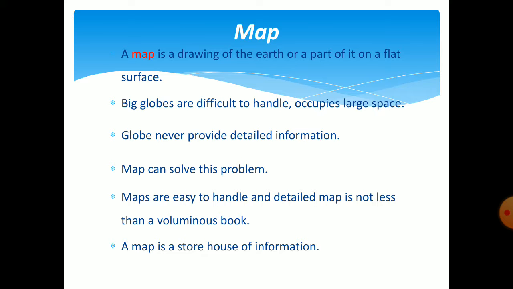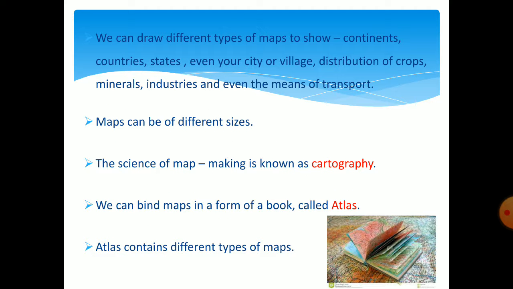We get each and every kind of information of the earth surface by using the maps, and maps are very easy to handle, and a detailed map is not less than a voluminous book. Maps are very easy to handle, unlike globes, which are difficult to handle. A map is a storehouse of information.